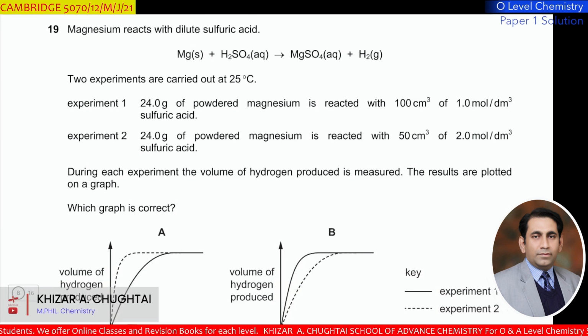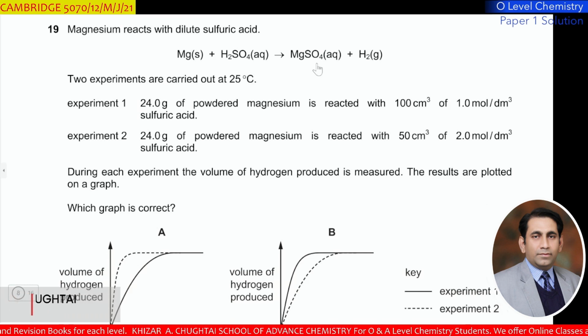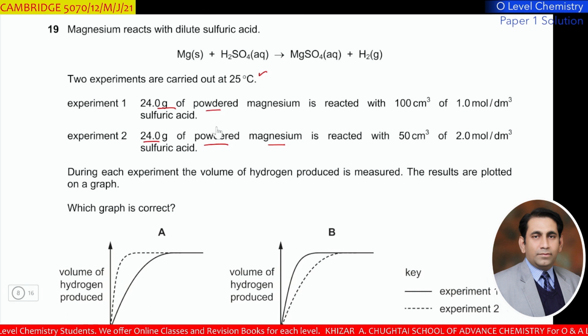Zoom in. Magnesium reacts with dilute sulfuric acid. Magnesium plus H2SO4 goes to magnesium sulfate plus hydrogen. Two experiments are carried out at 25 degrees Celsius. In the first, 24 gram powdered magnesium is reacted. In the second one, 24 gram powdered magnesium is reacted, yes.